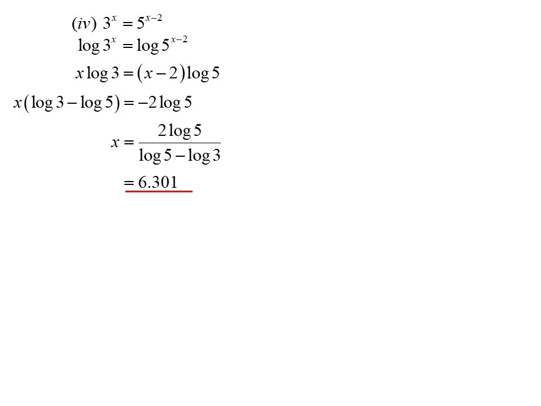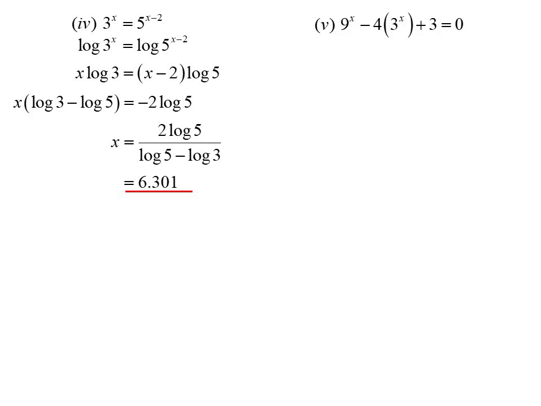So 3 to the power of x is 5 to the power of x minus 2. We simply log both sides. Again, in this case, the base does not matter which one we use. Playing around with it, we just want to make x the subject, and eventually we get it. And again, we can plug that into our calculator. Doesn't matter which log button we use, just use the same one, and we get 6.301.